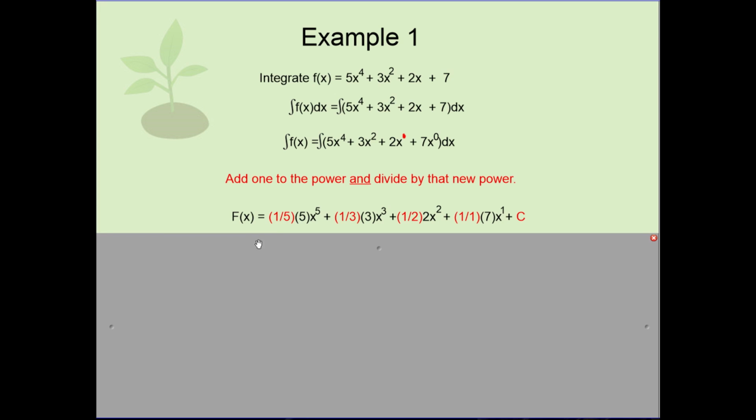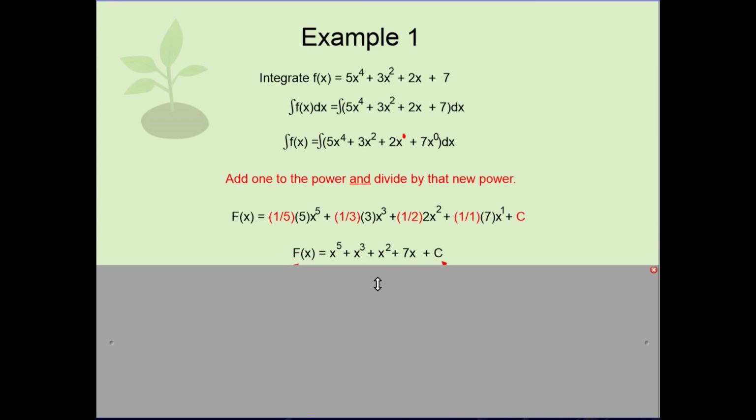So we want to simplify this all down. Well, luckily, all of the original coefficients are being divided by, well, themselves. See, we have 5 times 1/5, 3 times 1/3, 2 times 1/2, and then, of course, 1 over 1, which is still 1. So our antiderivative here is capital F of x equals x to the 5th plus x to the 3rd plus x squared plus 7x plus c.